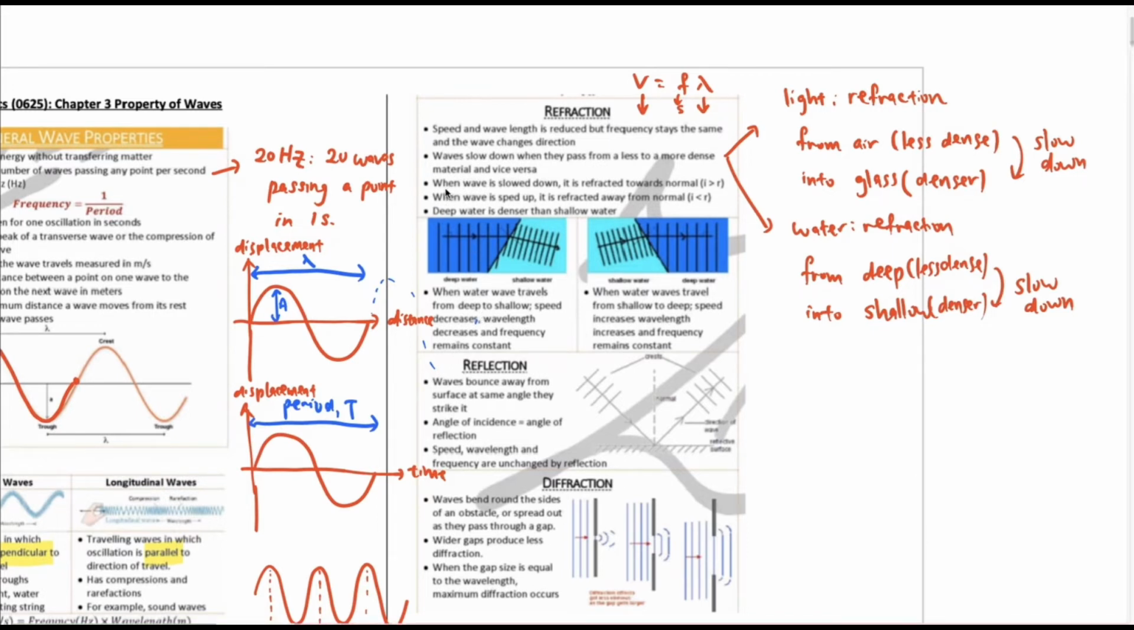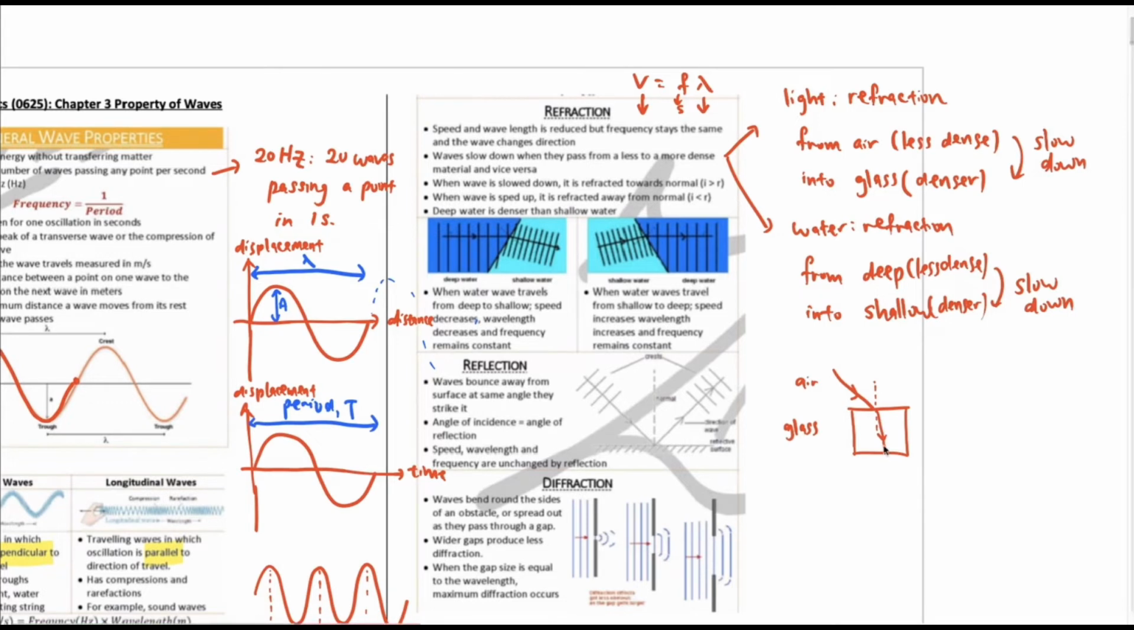And now let's see the next point. When wave is slowed down, it is refracted towards normal. So from air to glass, it is refracted towards normal. So I draw a picture to let you see. Okay, let's say this is the air and the glass. The normal must be drawn perpendicular to the boundary. So the light moves to this point, then they are closer to the normal, towards the normal.